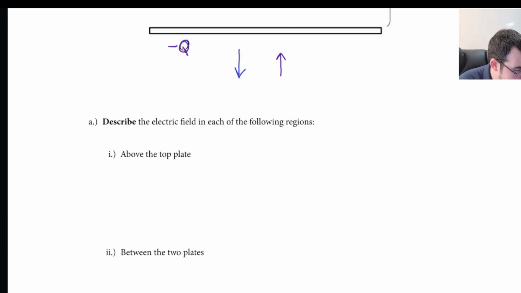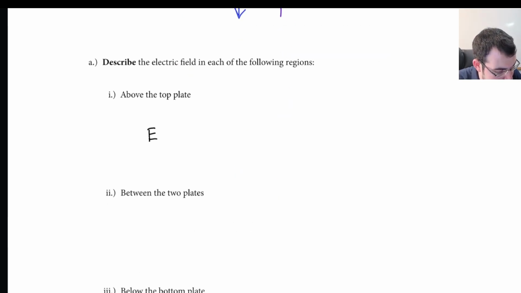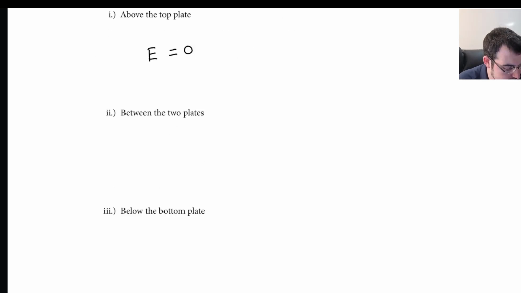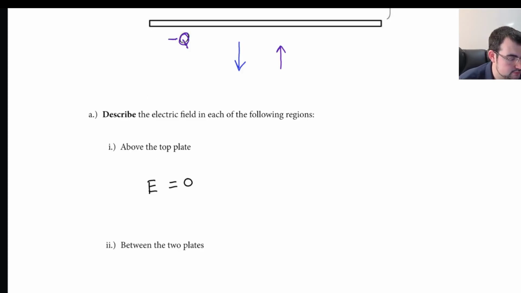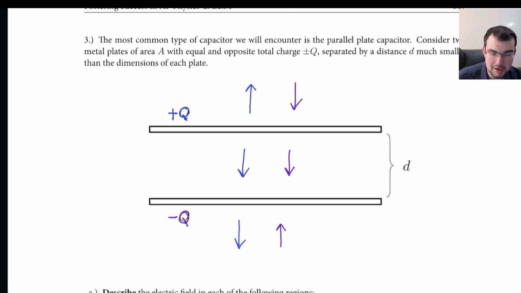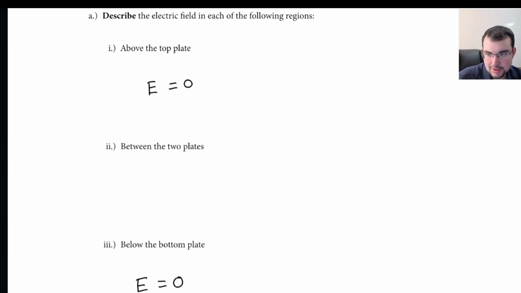So above the top plate, we see that E equals 0. And below the bottom plate, E also equals 0. But between the two plates of the capacitor, we see the fields don't subtract, but instead they add. So between the two plates, E is 2 times E of one plate, which is uniform.